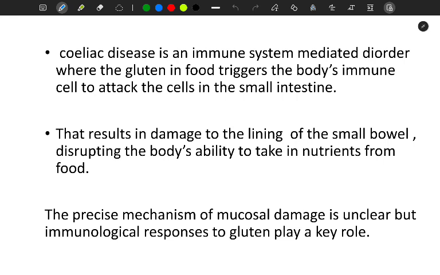The result is damage to the lining of the small bowel, disrupting the body's ability to absorb nutrients from the food. By the way, what's the surface area of the small intestine? What's the length of the small intestine?